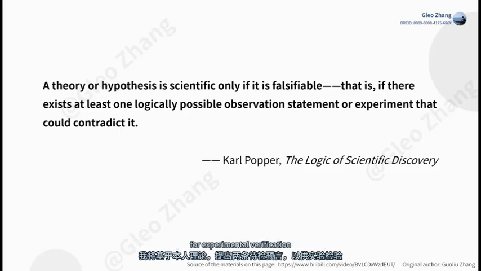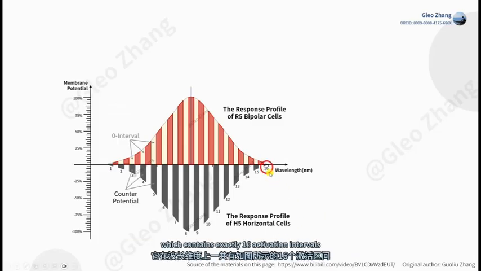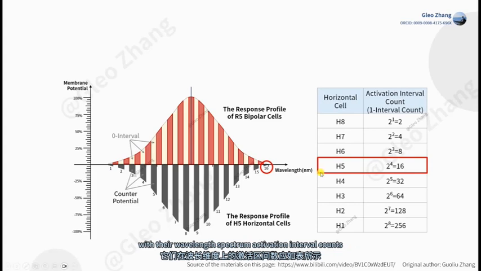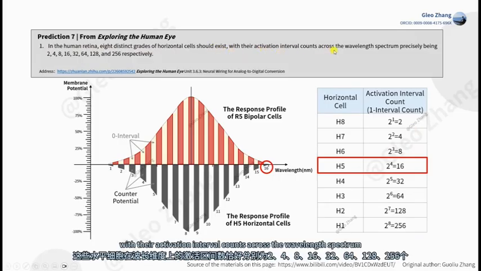We previously hypothesized the counter potential profile of H5 horizontal cells, which contains exactly 16 activation intervals across the wavelength spectrum as shown in the figure. I further predict that the human retina should contain 8 grades of horizontal cells, with their wavelength spectrum activation interval counts corresponding to the values specified in this table. In view of this, my first testable prediction states, in the human retina, 8 distinct grades of horizontal cells should exist, with the activation interval counts across the wavelength spectrum precisely being 2, 4, 8, 16, 32, 64, 138, and 256 respectively.